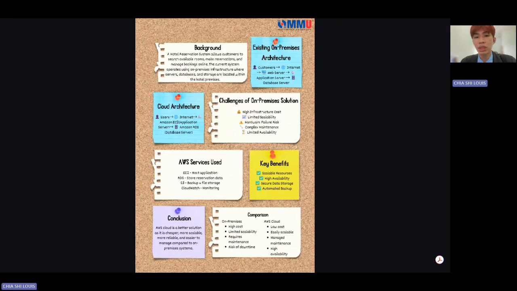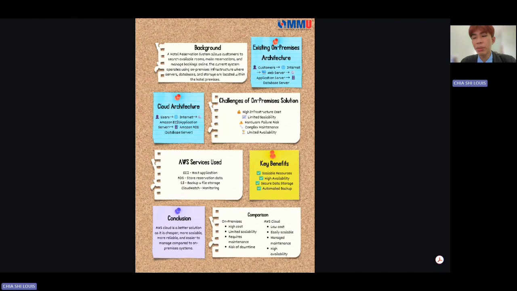Next up is Amazon RDS. The second service is Amazon RDS, which stands for Relational Database Service. Amazon RDS stores important server information such as user accounts, transactions, booking records, and other business data. It also provides automatic backup, security features, and database maintenance.